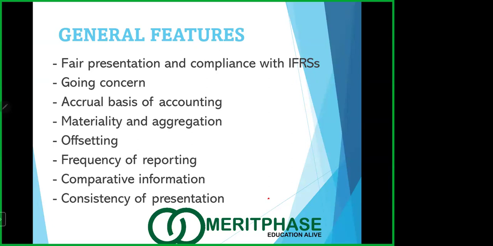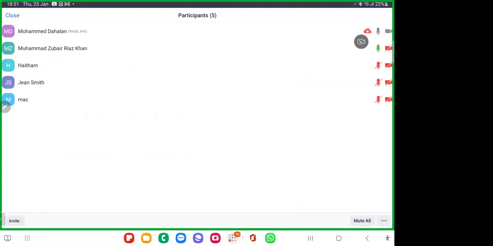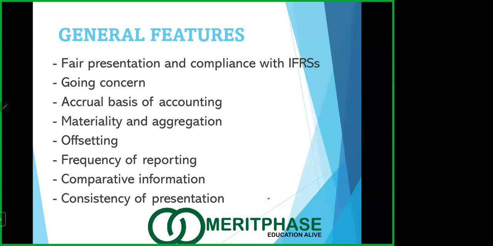So, we will continue from this point. Under IAS-1, what IAS-1 includes is some certain principles which are governed under IAS-1. One is that we have to make sure of a fair presentation and compliance with IFRS.